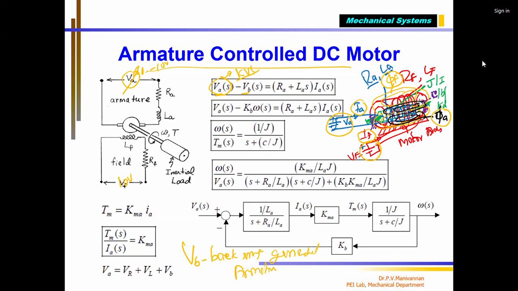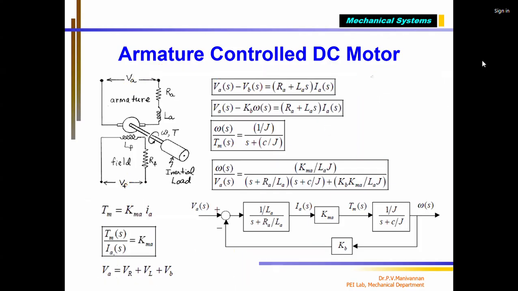The armature coil also works as a generator. That means voltage will be induced in the armature coil. That voltage is called the back EMF voltage. This is what you get. Let me clear everything for understanding about all these things.